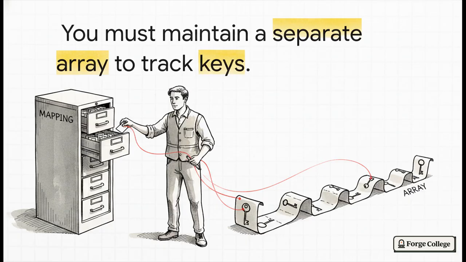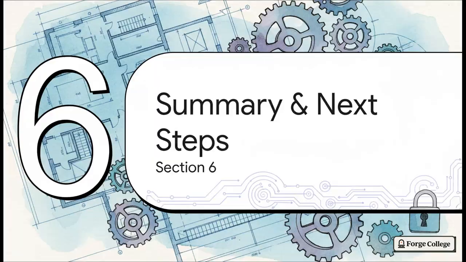Every single time you write a brand new user into your mapping, you must also push their address into an array of users. And if you delete them from the mapping, you have to carefully remove them from that array too. Keeping your fast lookup mapping and your iterable array perfectly in sync is honestly one of the core architectural challenges of writing robust smart contracts. And finally, Section 6, summary and next steps.